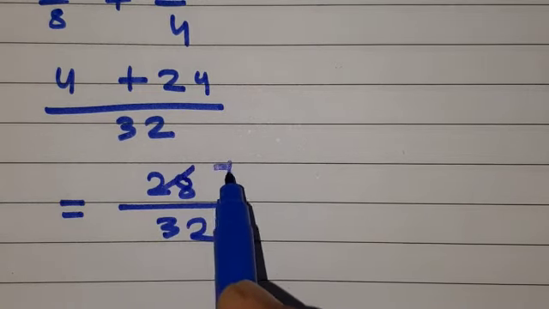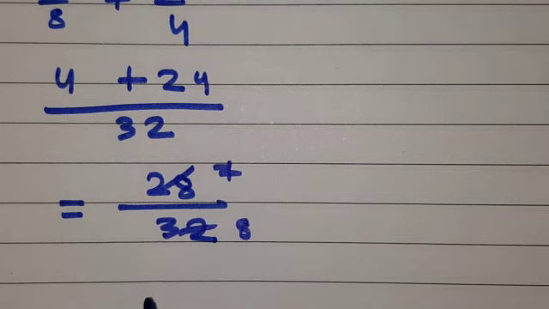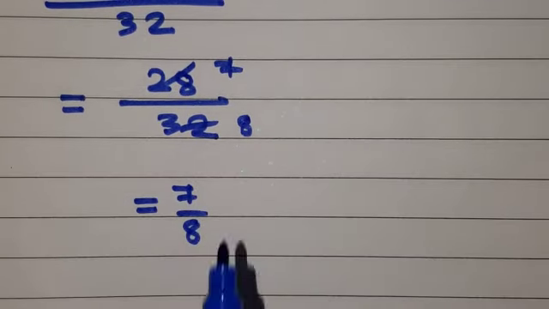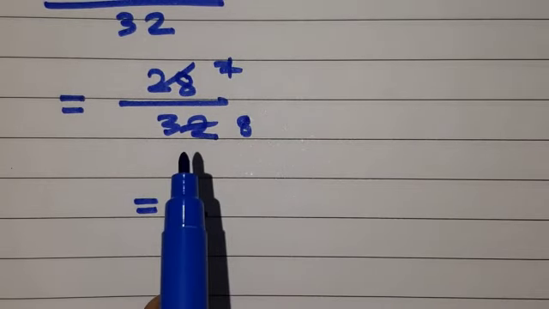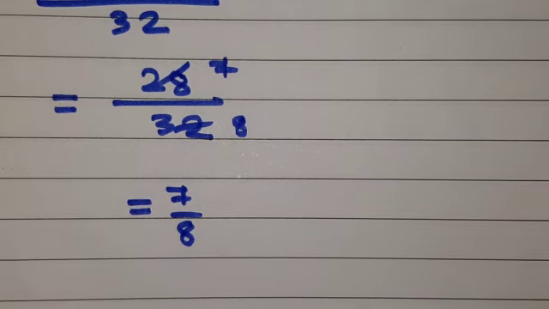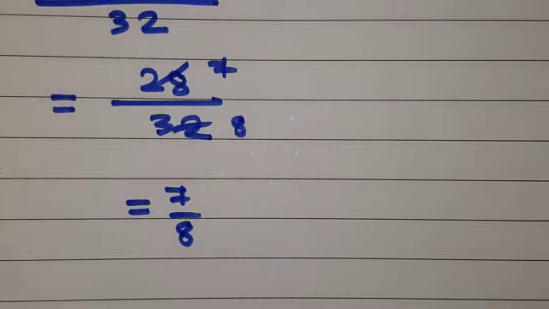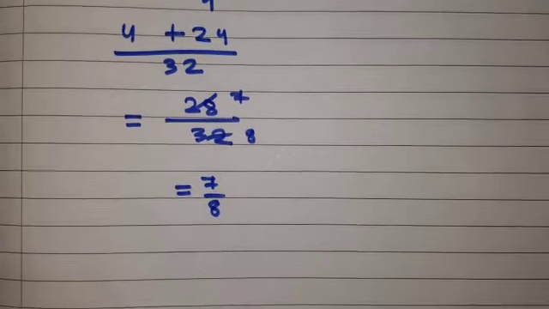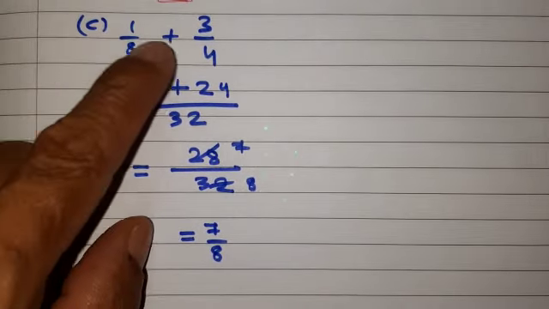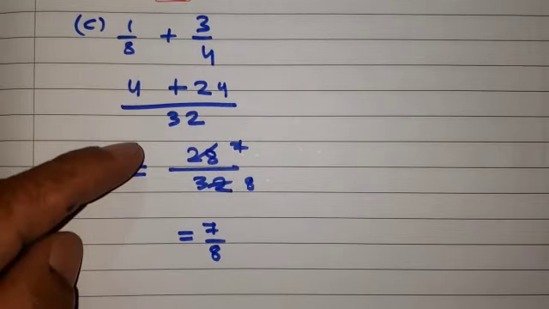4 times 7 is 28, 4 times 8 is 32. The final answer is 7 by 8. This is called the lowest term of the fraction, okay? Yes, sir. The answer of the fraction must be expressed in the lowest term, or the simplest form of the fraction. This is how to find the sum of two fractions by the cross multiplication method.